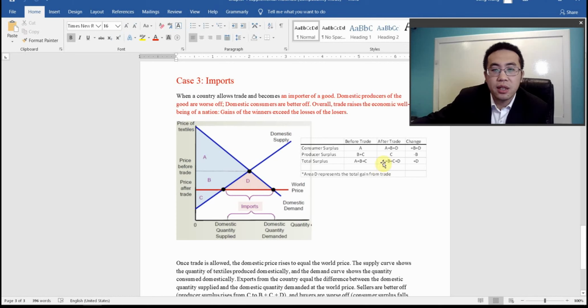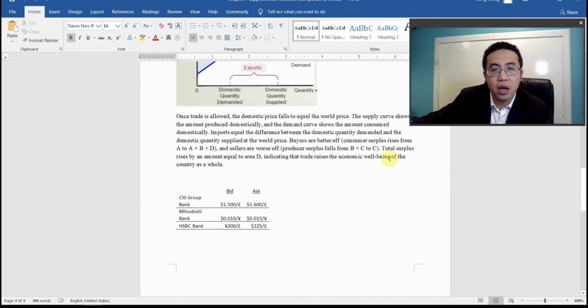So this basically tells you what the consumer surplus, producer surplus and total surplus are before trade, after trade, and the change. And this kind of question could be a multiple choice question in your exam.